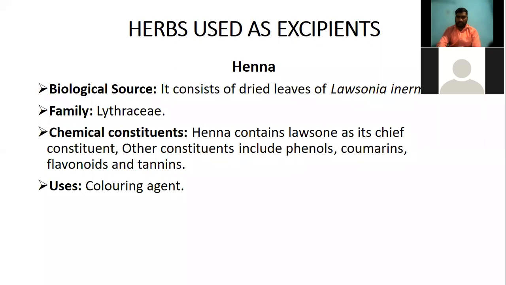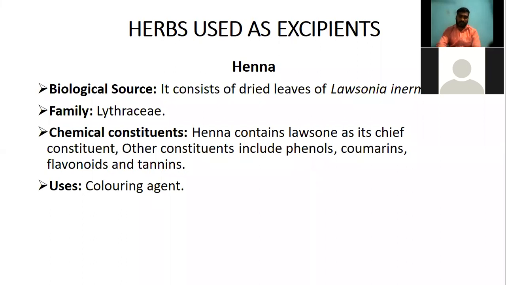Okay, so you already know about henna. The first example of an herb used as an excipient is henna. You know very well that henna is nothing but mehendi. Everyone uses mehendi for coloring purposes. It also has antimicrobial activity. But right now we are discussing herbal excipients, so we only need to go for the uses. There is no need to go for the other uses.